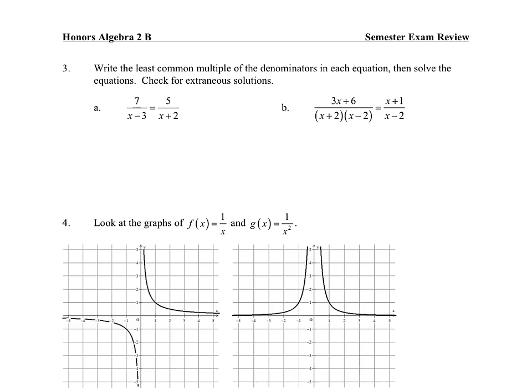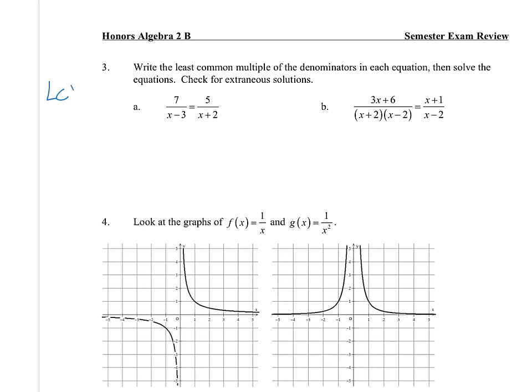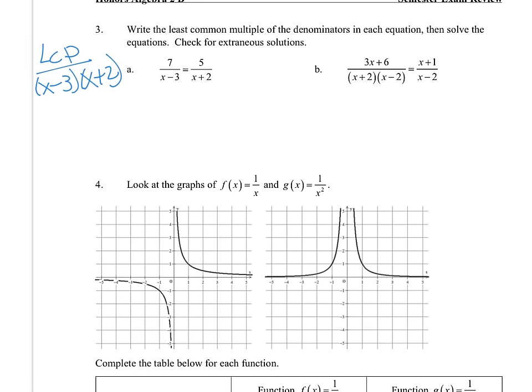Okay, for the least common multiple of the denominator, for A, one denominator is x minus 3, and the other denominator is x plus 2. You can only multiply when you make common denominators, so our least common denominator is going to be x minus 3 times x plus 2. To solve, in A, you can cross multiply because you have one rational equal to the other. You could also make a common denominator, but I'll do the common denominator for part B.